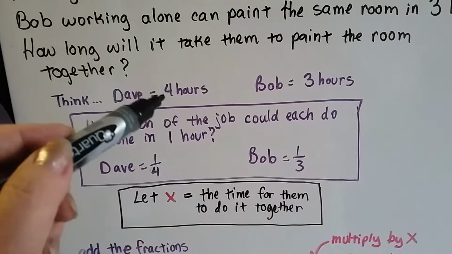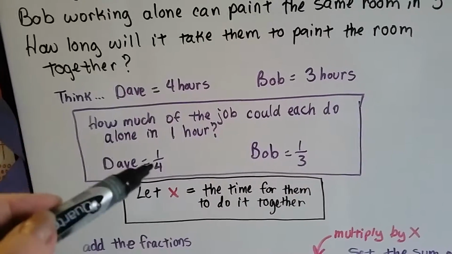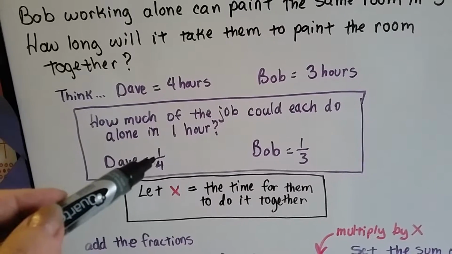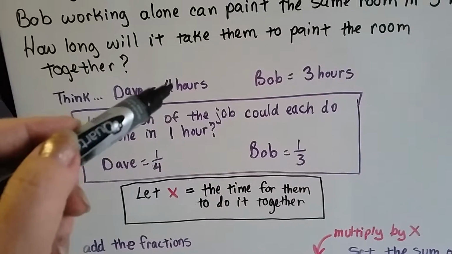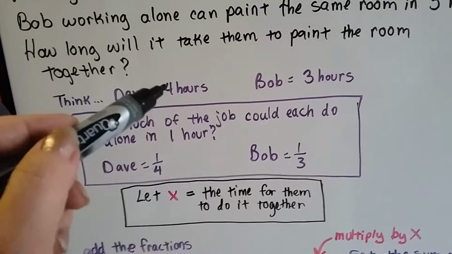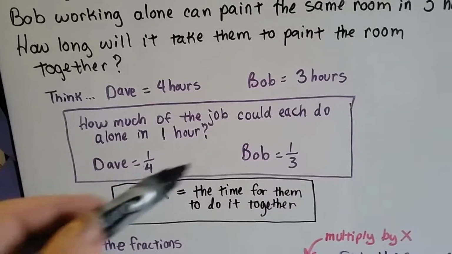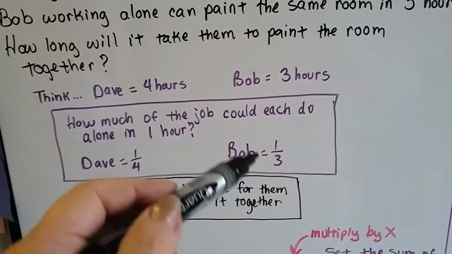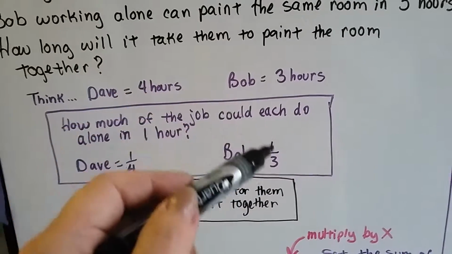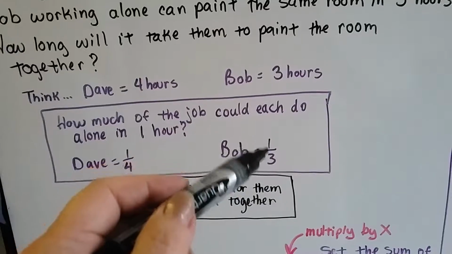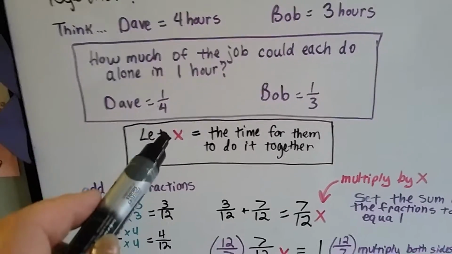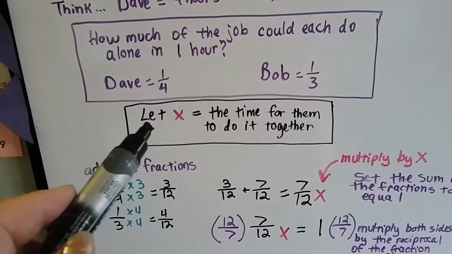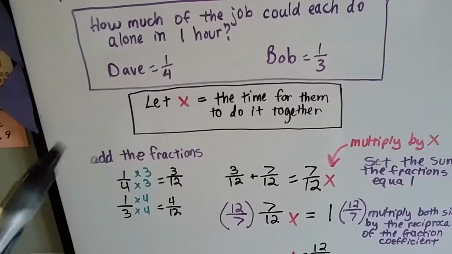Well, if it takes Dave 4 hours to do the whole job, in 1 hour he'd only have 1/4 of it done. See? 1 hour goes by, it's only one of the 4 hours, so it's 1/4. Bob takes 3 hours, so in 1 hour he would only have one of the 3 hours of work done, 1/3. We're going to let x equal the time it would take for them to do it together.